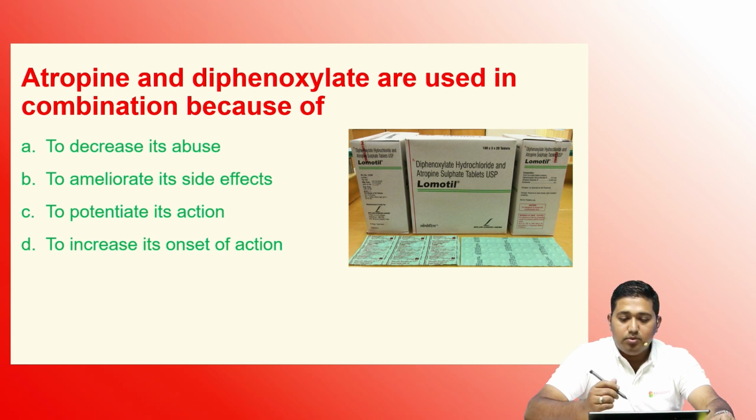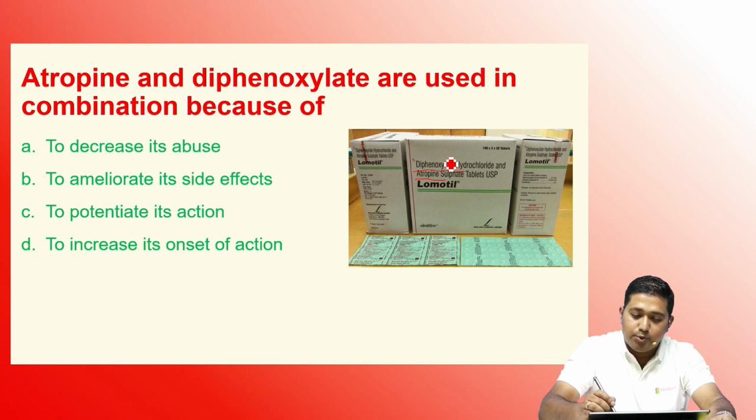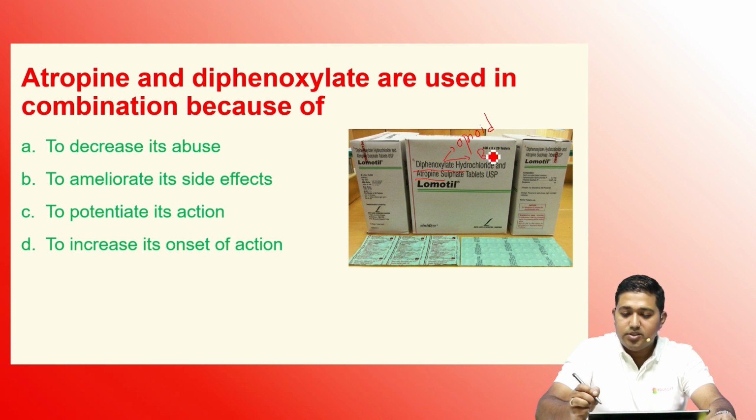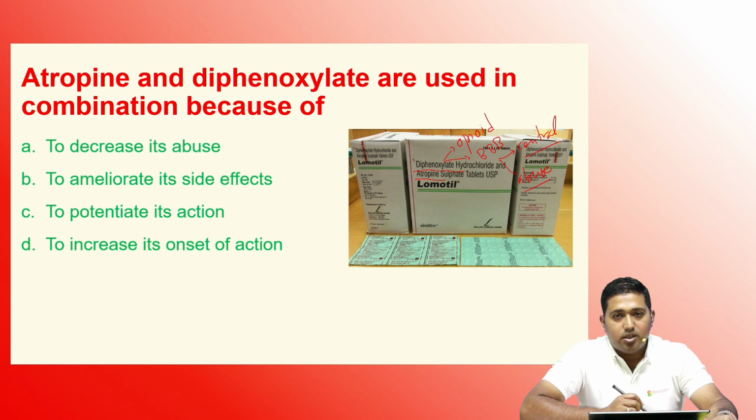If you see the combination of diphenoxylate and atropine, diphenoxylate is an antidiarrheal drug that is commonly given if a person is having non-infected diarrhea and multiple episodes of diarrhea. The problem with diphenoxylate is that it is an opioid, and additionally it can cross the blood-brain barrier. So it can show central effects, and it also has an abuse potential. So the problem here is that it has an abuse potential.